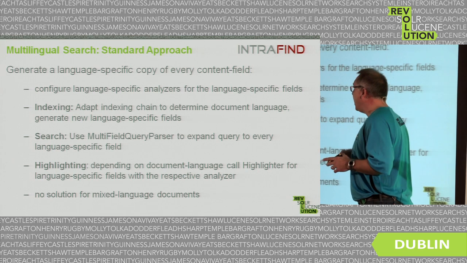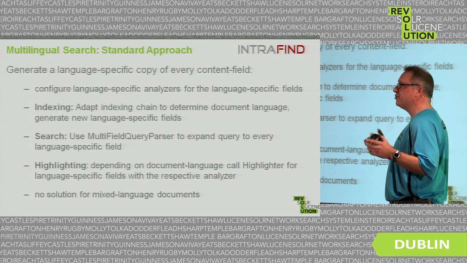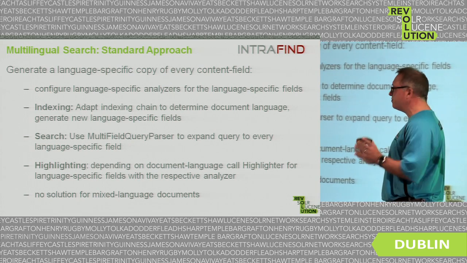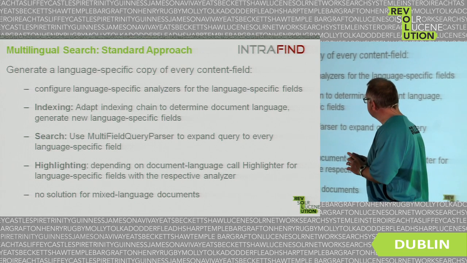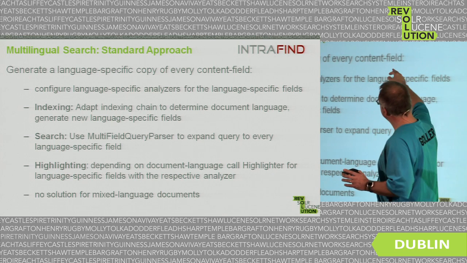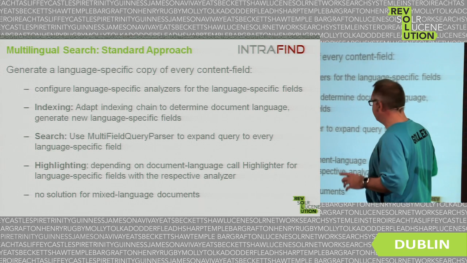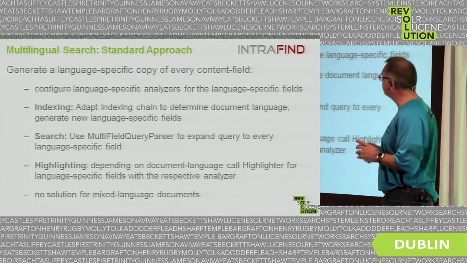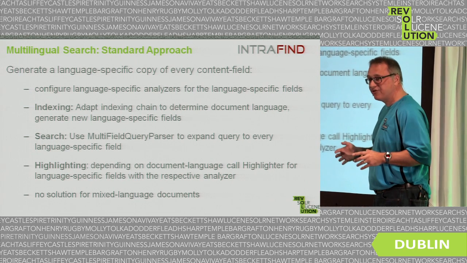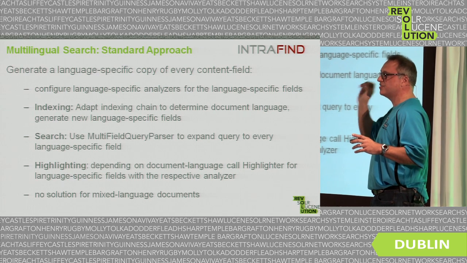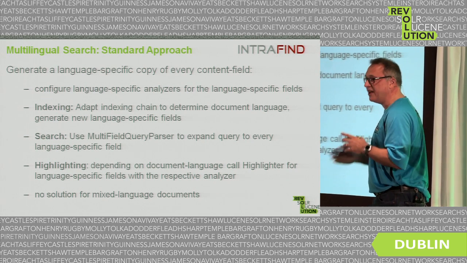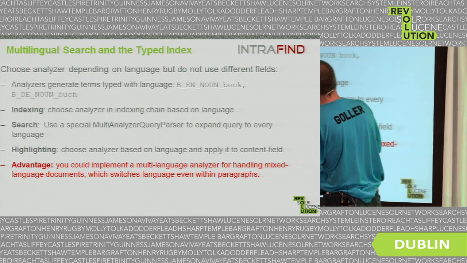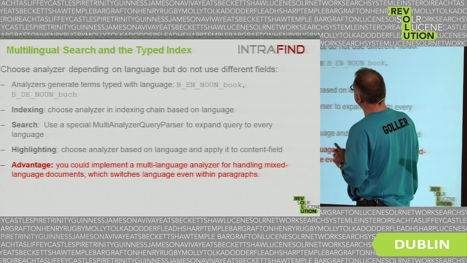And during search, either you know via the GUI configuration the language the user is using. In most of the cases, you don't, so you have to expand to all languages. So you can use a multi-field QueryParser to expand the query to all language-specific fields. But this is not a solution for mixed language documents, because you have to identify, at least for each field, you have to decide this is English, this is German, and then copy the content to the language-specific copy of this field.